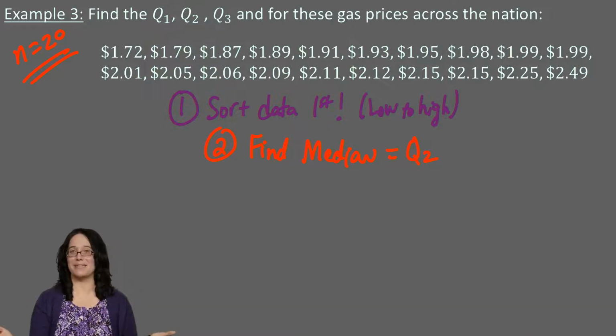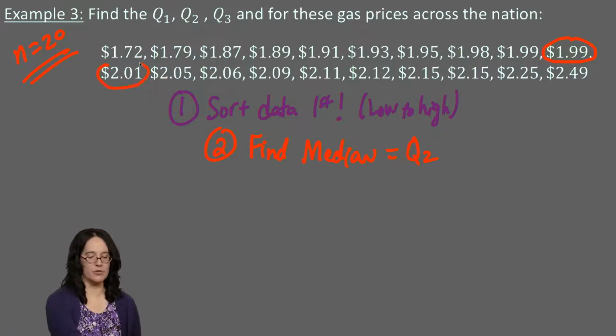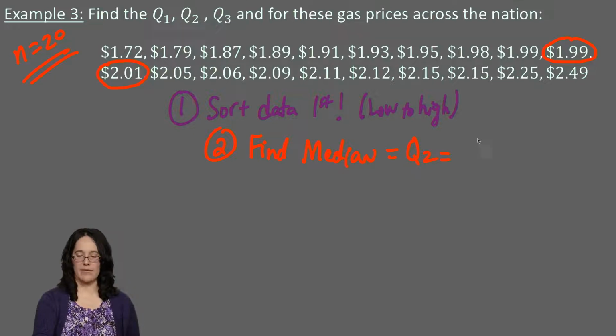These have all been medians of even data sets so far. If it had been odd, it would be really easy just to go right to the middle number, no average needed. So we go to the 10th value, which would be $1.99, and the 11th value, which would be $2.01, and we take their average. So $1.99 plus $2.01. You can see easily, hopefully, what this one is right away: just $2.